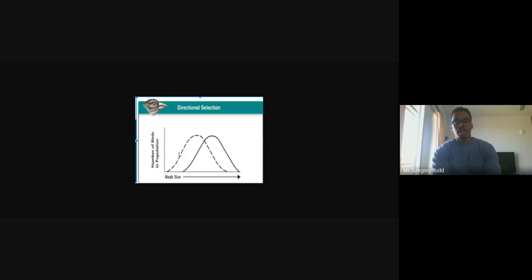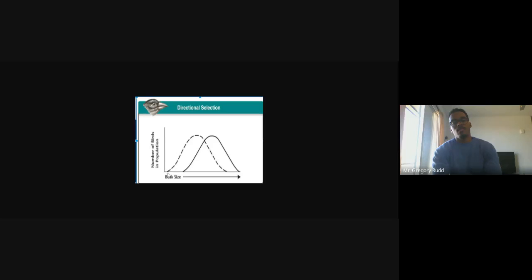But I want to look at this picture. So we can see in this picture, we've got beak size on the x-axis. So as I move from left to right on the x-axis, my beak size is increasing. And then I've got number of birds in the population on the y-axis. So as I move up on the y-axis, the number of birds with that beak size is also increasing.